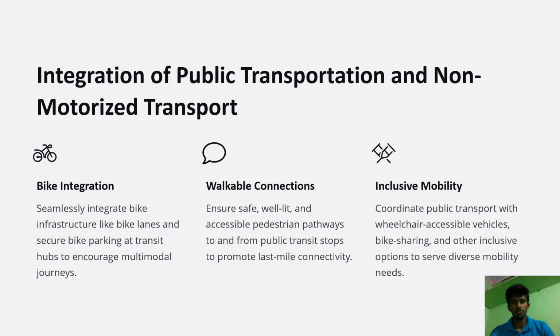The next one is the integration of public transportation and non-motorized transport. Bike integration: seamlessly integrate bike infrastructure like bike lanes and secure bike parking at transit stops to help encourage multi-modal journeys. Walkable connections: ensure safe, accessible pedestrian pathways to and from public transport stops to promote last-mile connectivity. Inclusive mobility: coordinate public transport with wheelchair-accessible vehicles, bike sharing, and other inclusive options to serve all needs.